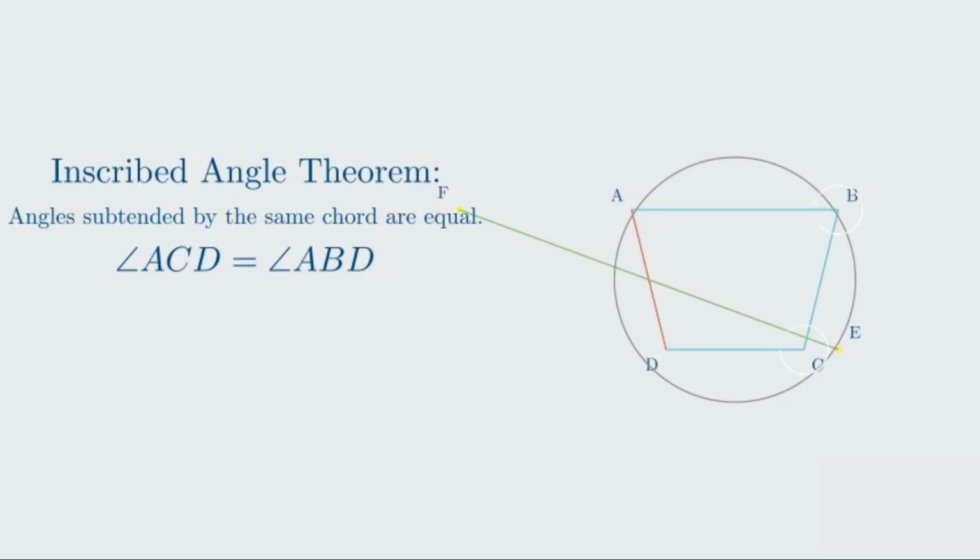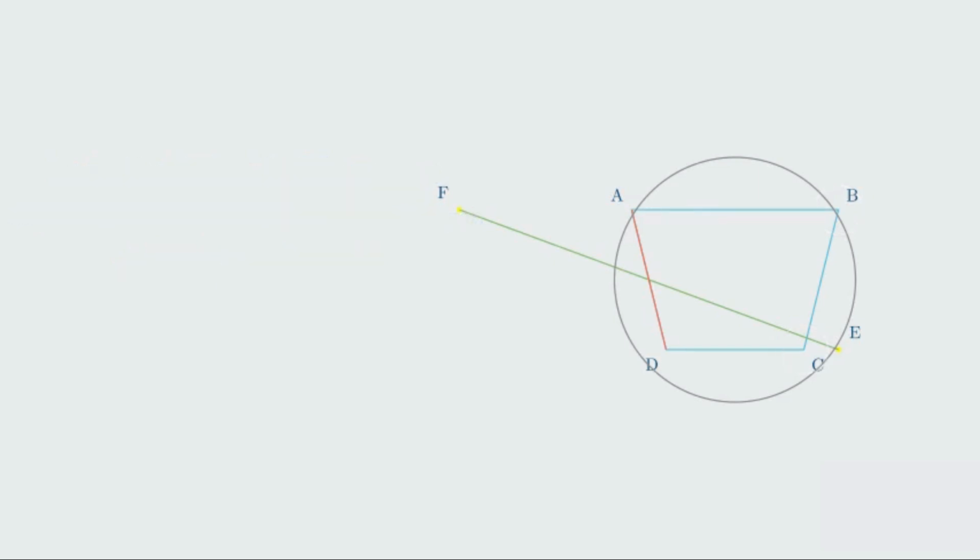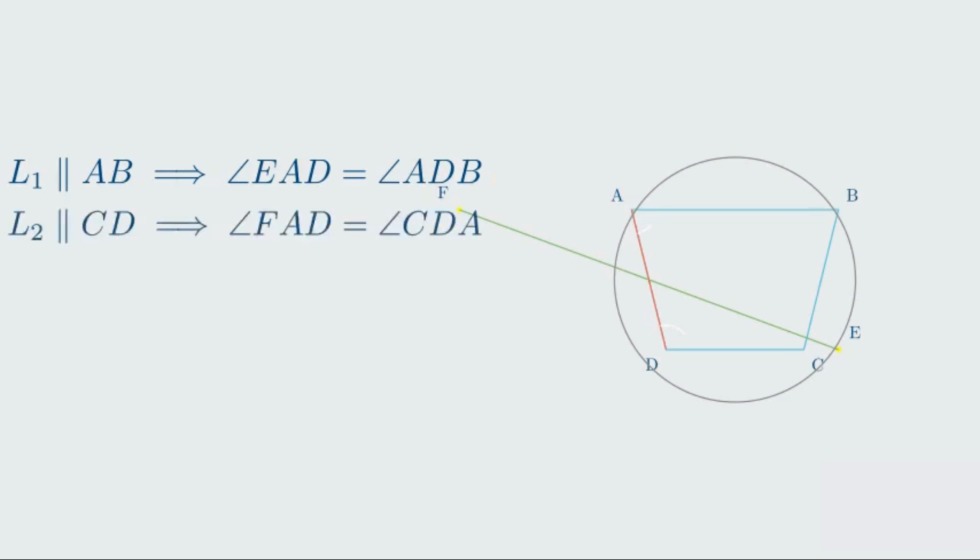For our next step, we'll need to remember the properties of parallel lines and transversals. First, line L1 was drawn parallel to AB. If we consider AD as a transversal, the alternate interior angles, angle EAD and angle ADB, are equal. Second, line L2 was drawn parallel to CD. If we again consider AD as a transversal, the alternate interior angles, angle FAD and angle CDA, are also equal.